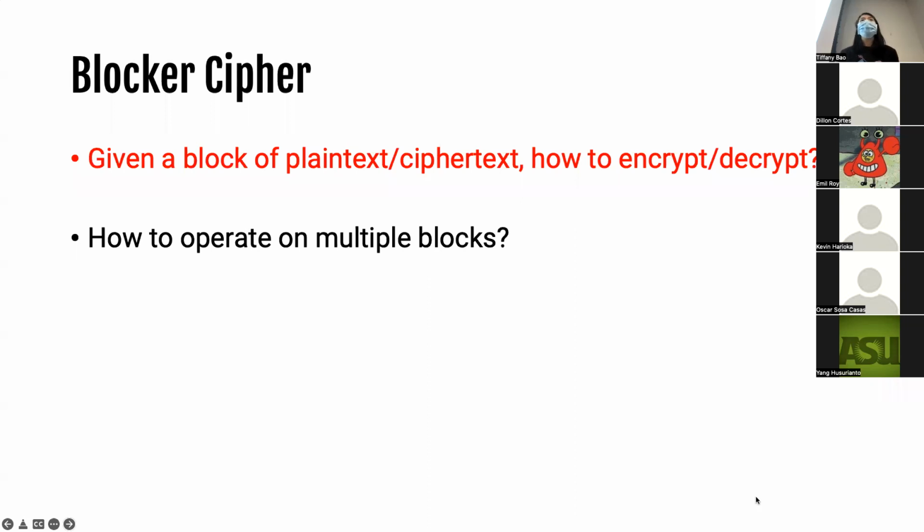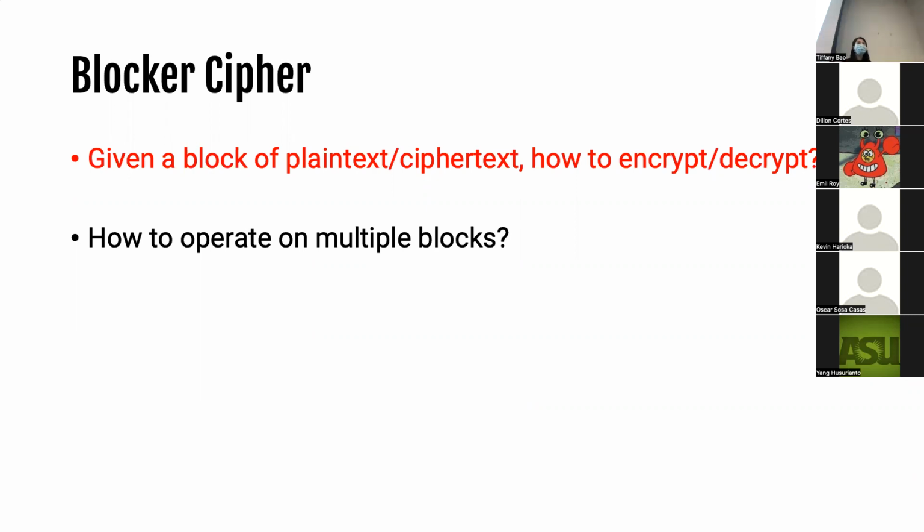And as I mentioned, block cipher is to first cut plain text or ciphertext into blocks and then decrypt or encrypt them together, right? And then you think about, okay, now we cut into small chunks, we do our operation, then how are we gonna link them together to get this entire text, right?